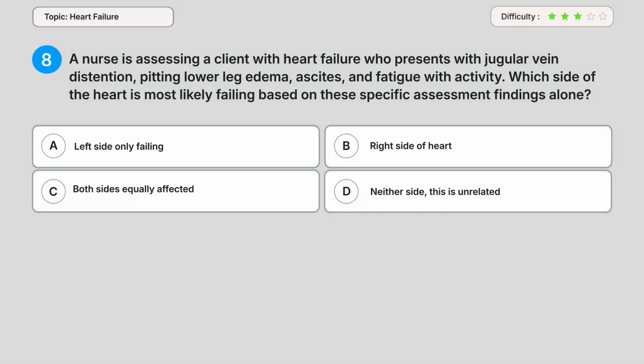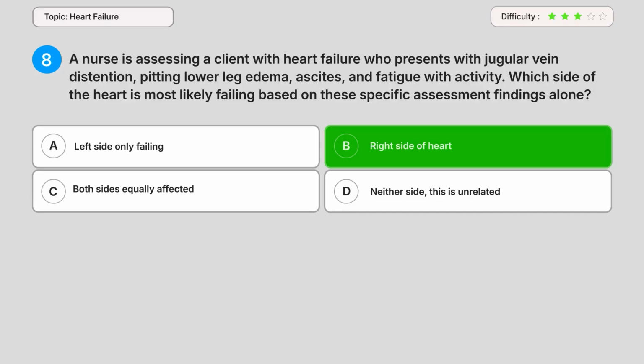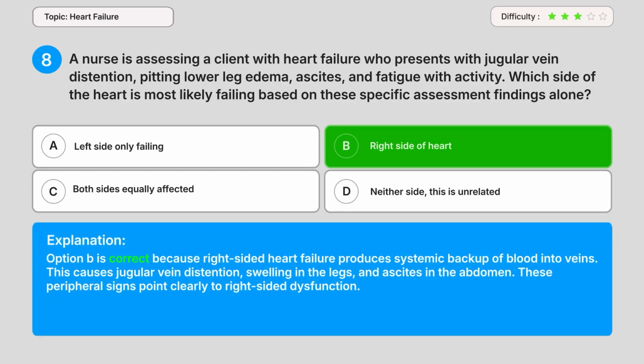Correct answer. B. Right side of heart. Explanation. Option B is correct because right-sided heart failure produces systemic backup of blood into veins. This causes jugular vein distension, swelling in the legs, and ascites in the abdomen. These peripheral signs point clearly to right-sided dysfunction.